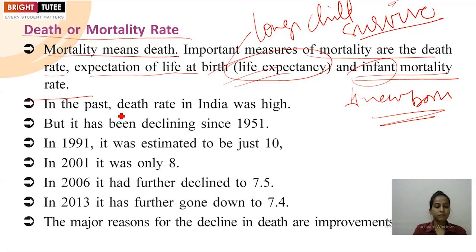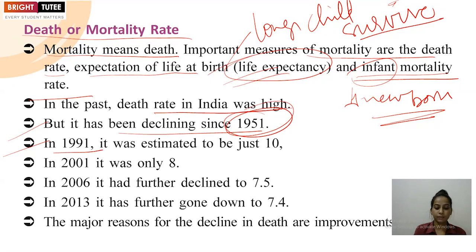In the past, the death rate in India was very high. As we have seen, the birth rate was also very high. In the same way, the death rate was also very high. We have already discussed the factors leading to the high birth rate. Later on, since 1951, this death rate also started declining.